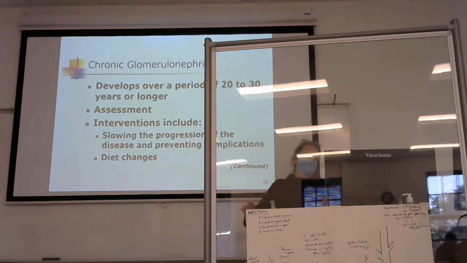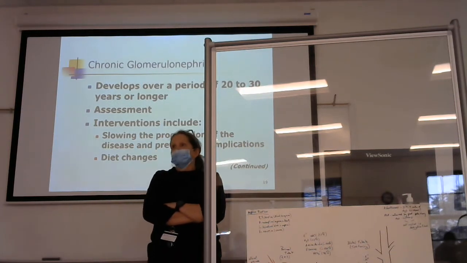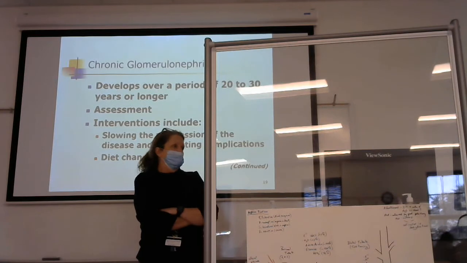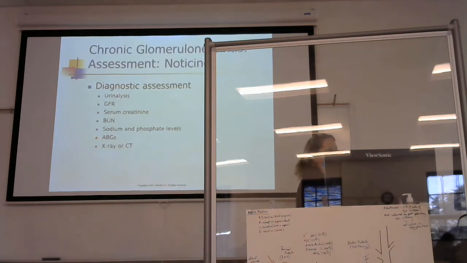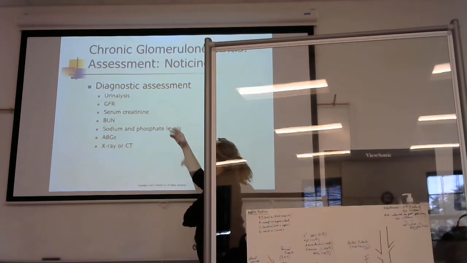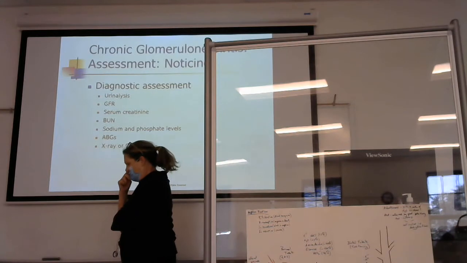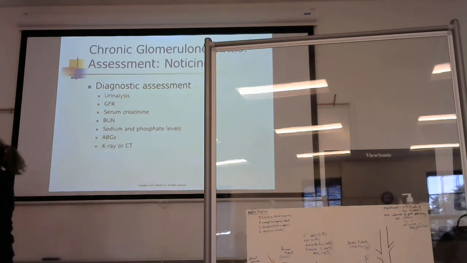What we do with chronic glomerulonephritis is we hope we find it as early as we can. And then we treat the symptoms that are occurring. So we do that by checking BUN, creatinine, GFR. GFR is not something that you're regularly going to check, but if you've got a patient that you really think is having some problems, you would check and keep up with that.